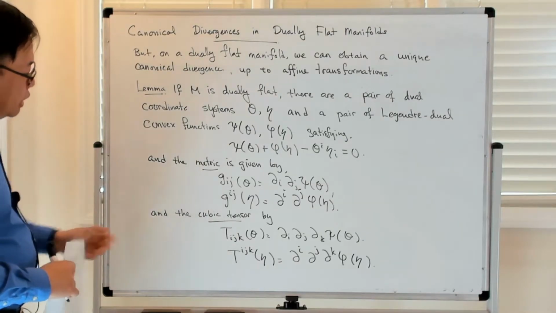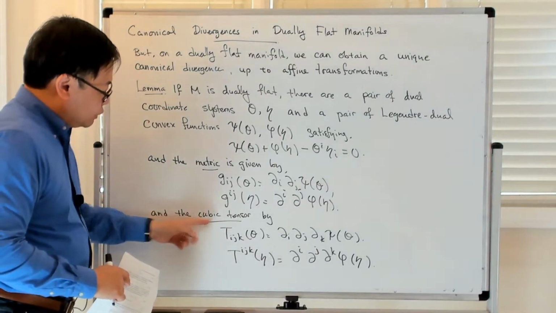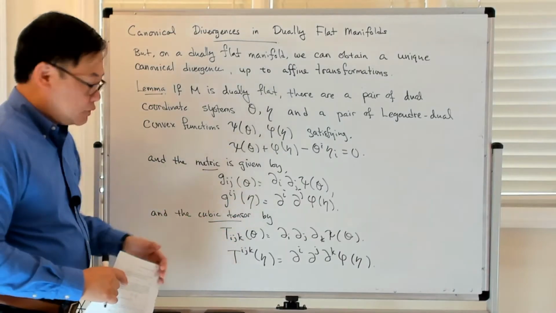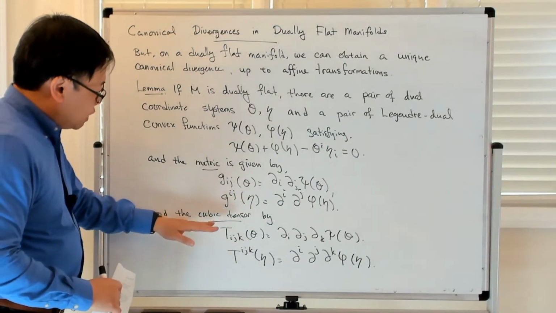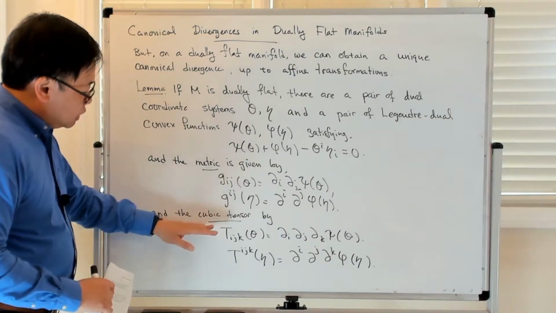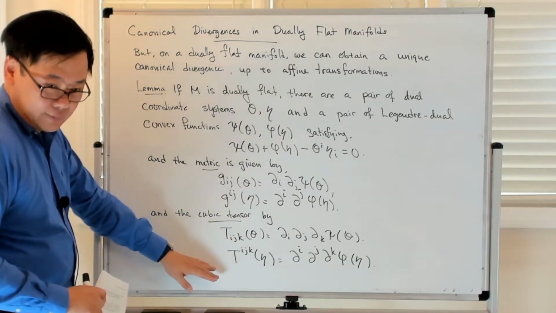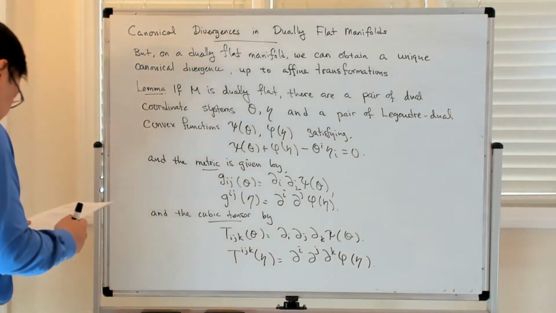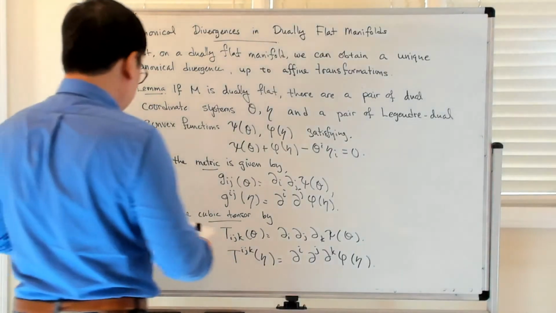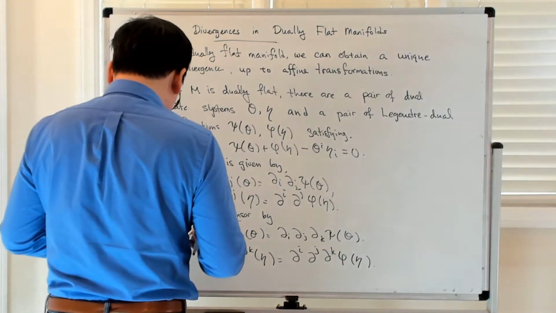Okay, and some parts of the literature refer to this cubic tensor as a skewness tensor. The reason why Amari avoids referring to this as a skewness tensor is because this tensor is actually symmetric. Anyhow, so that's the lemma.